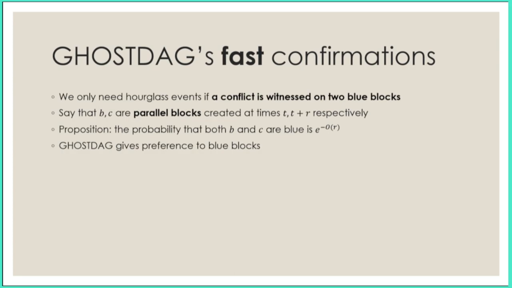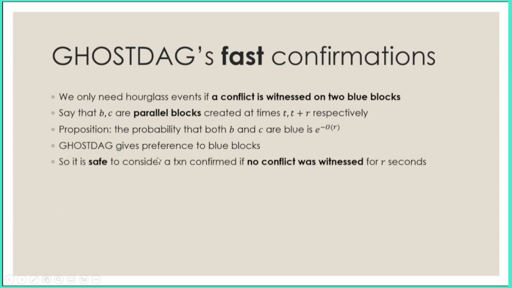I can say, even if a conflict would appear, I know how it's going to get resolved, because it would be on a red block. And this is why it is safe to consider a transaction confirmed fast, as long as no conflict was witnessed. And even if a conflict would be posted later, it wouldn't matter. It still remains safe. This property, which is not a trivial property but not too hard to understand, is what makes Ghostdag the first fully scalable proof-of-work consensus.